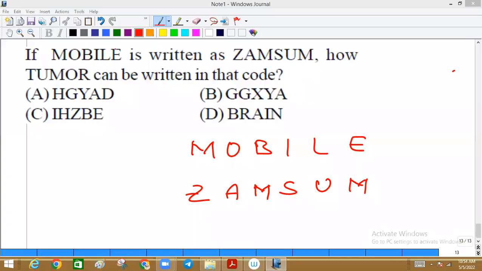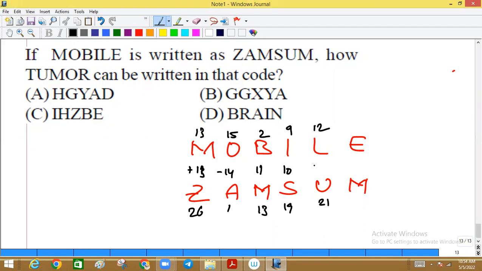Here, what is M? 26. How much change? Plus 13. What is O? A 1. What is the change? Minus 14. What is B? 2. M 13. What is the change? Increased by 11. Yes or no? I 9. S 19. So increased by 10. L 12. U 21. Increased by 9. E 5. M 13. Increased by 8. If you clearly observe the numbers, it is 8, 9, 10, 11 and 13 here.